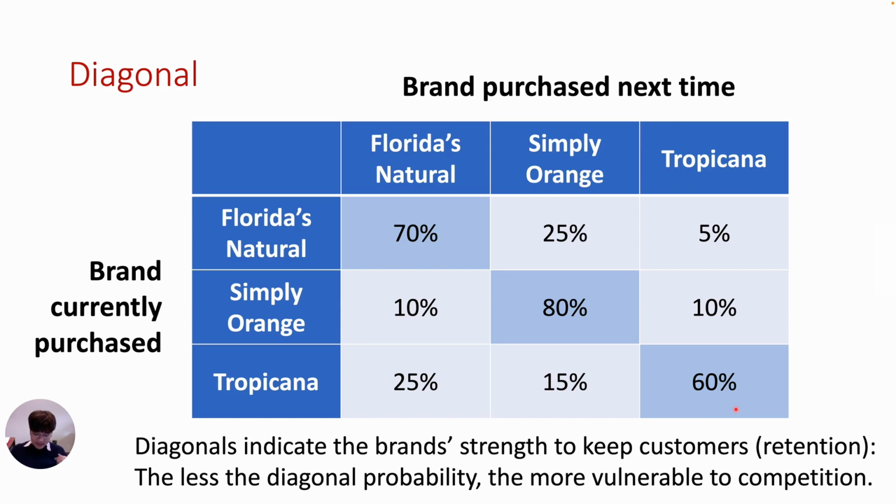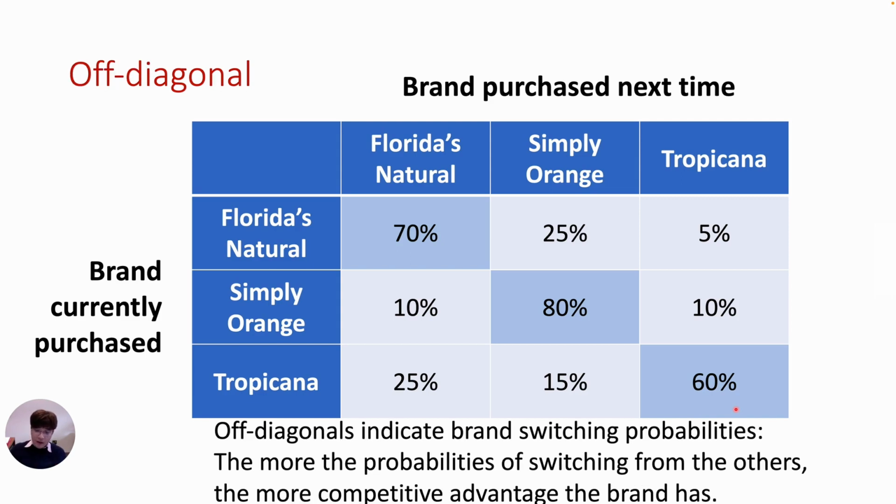So, we can say that Simply Orange is the strongest to keep the customers, but Tropicana is the weakest to retain the customers. In other words, the lower the diagonal probability, the more vulnerable to competition. The other type of probabilities in a transition matrix is the off-diagonal elements. They indicate probabilities of brand switching.